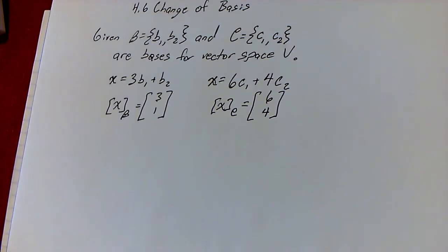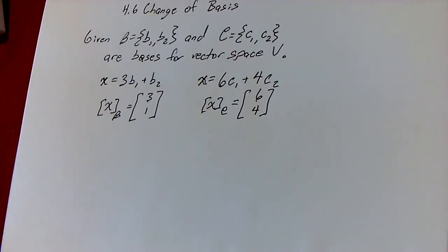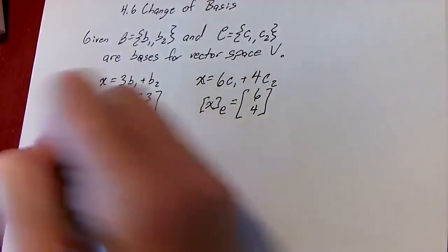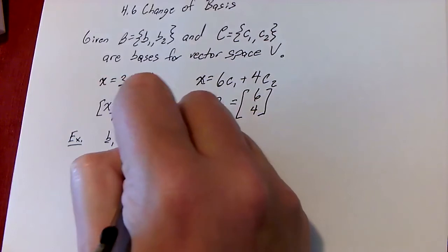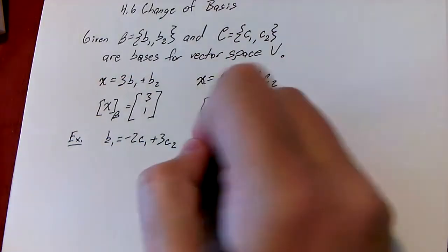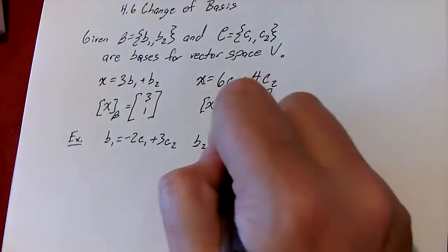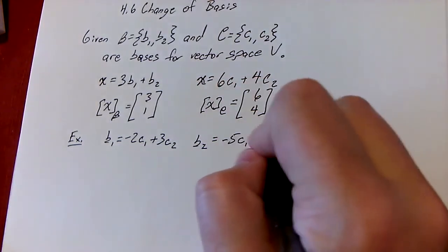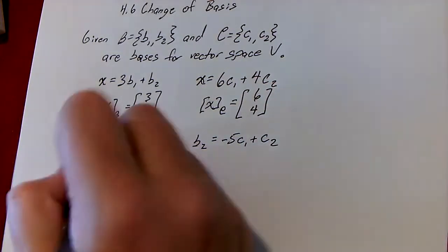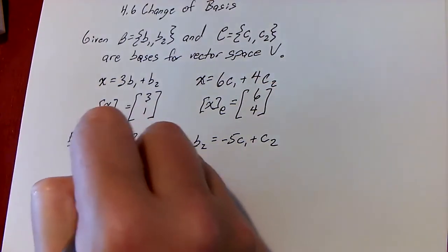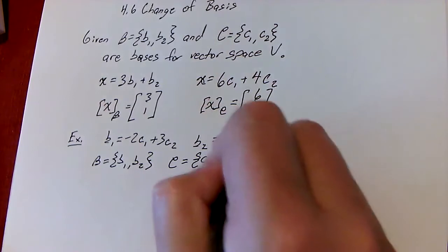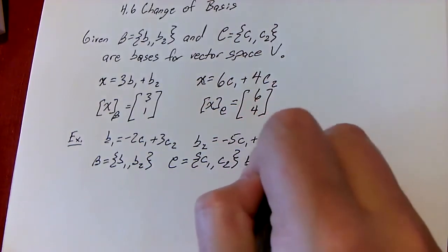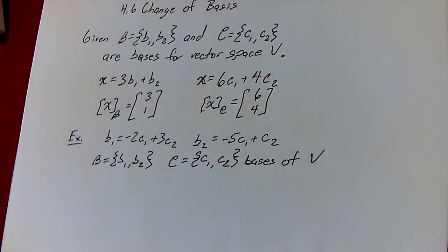So let's do some work here to look at changing from one basis to another basis. So here's our example. I'm going to have a vector B1 equal to negative 2C1 plus 3C2. I'm going to have a vector B2 that's equal to negative 5C1 plus C2. Where B is equal to B1, B2 as before, and basis C is equal to C1, C2 as before, and they are bases of my vector space V.